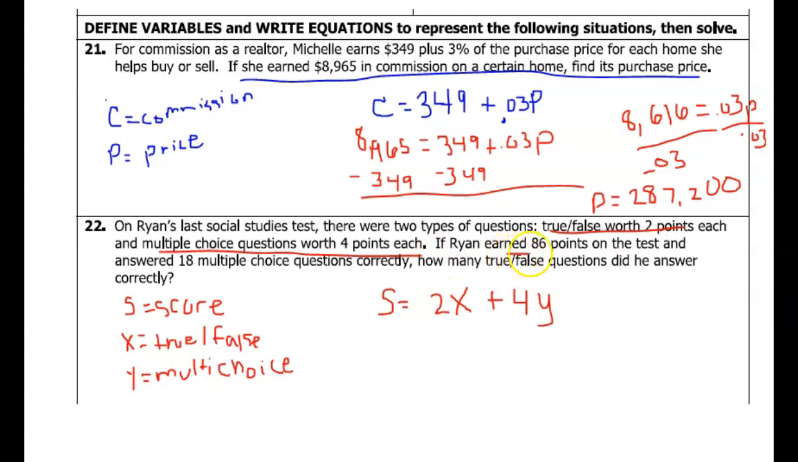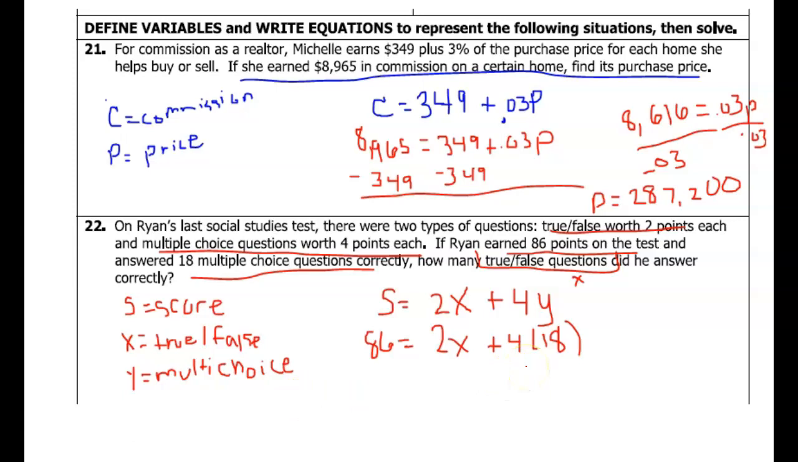They said he earned 86 points on the test and answered 18 multiple choice questions correctly. So we have to figure out the true or false questions. We need to figure out what X is. I'm going to do some substitution based on the values they gave me. His score was 86, so I'll plug that in for S. It equals 2X, which I don't know what that is, plus 4 times the 18 multiple choice questions that he got right.